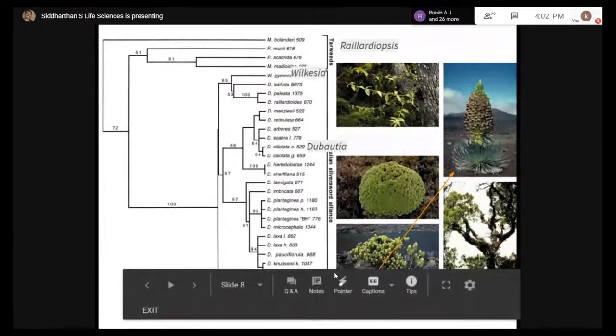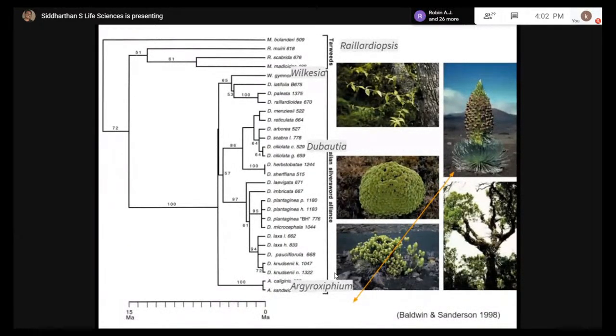A very classical example of adaptive radiation in plants is the silver sword alliance from Hawaii. This plant called Argyroxiphium, you see here, is the silver sword plant. It is found in the volcanic soil of some of the Hawaiian islands, and is a landmark plant of these islands. There are three genera called Wilkesia, Dubautia, and Argyroxiphium. Molecular analysis later showed that they came from tarweeds, which are Asteraceae plants from California.